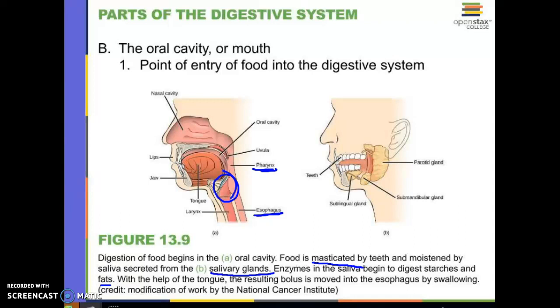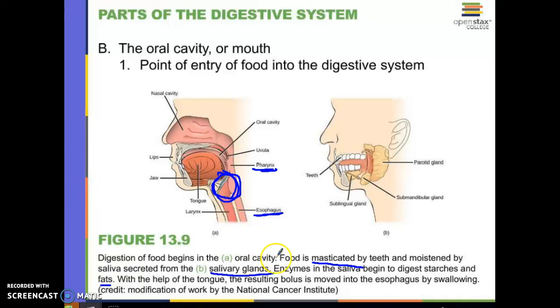The tongue helps move that around in the mouth, which is obviously important. And the resulting, we call it a bolus, when it's all chewed up, is moved to the esophagus by swallowing. There's a little flap called the epiglottis that, when you swallow, automatically goes over the tube that would normally take air into the lungs, to make sure that food doesn't go into the airway.